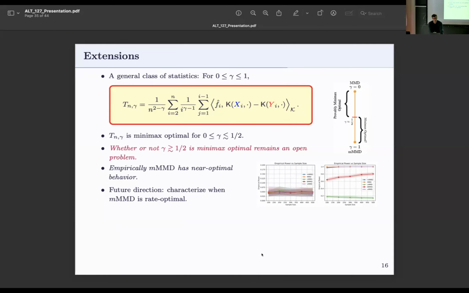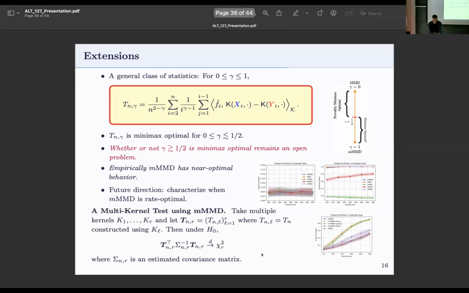And the authors were able to prove that this test statistic is minimax optimal if gamma is from 0 to 1/2. However, it remains yet to be understood whether this is also optimal if gamma is between 1/2 and 1. They leave this as a future direction, but they want to emphasize that empirically, it does show near optimal behavior for all the ranges of gamma between 0 and 1.